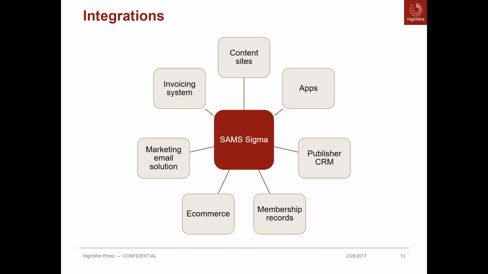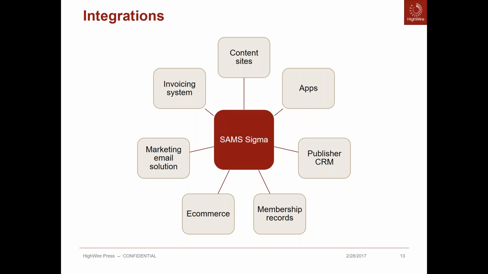It's not a monolith. As an example, these are integrations that are either in place or worked on or being worked on as I speak. So obviously we have content delivery sites. So those are Scalaris sites. We're looking at JCore sites following the acquisition of Semantico by HighWire. We're hooking into apps to allow individual and institutional authentication on an app basis.